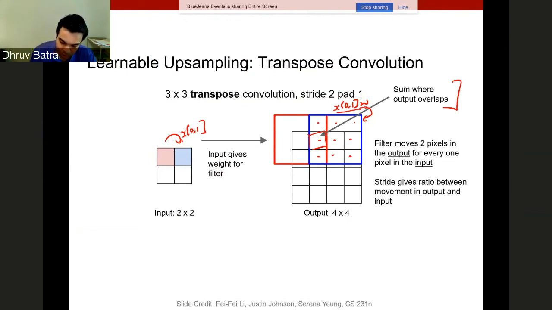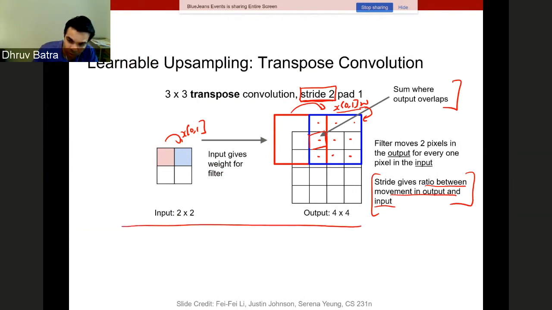So the interesting thing is that stride in transposed convolution skips over pixels in the output, and does not skip over pixels in the input. Stride in transposed convolution gives you the ratio between movement in output and movement in input, which is the dual operation of stride in regular convolution. And the way to think about this is, imagine if I had a W which was k by k, and I chose a stride equal to k.